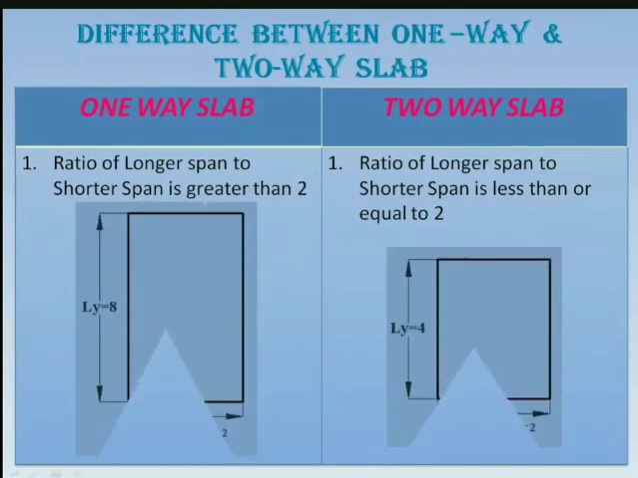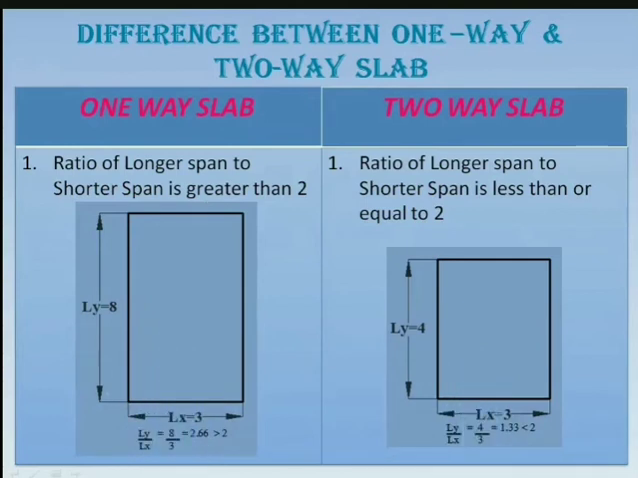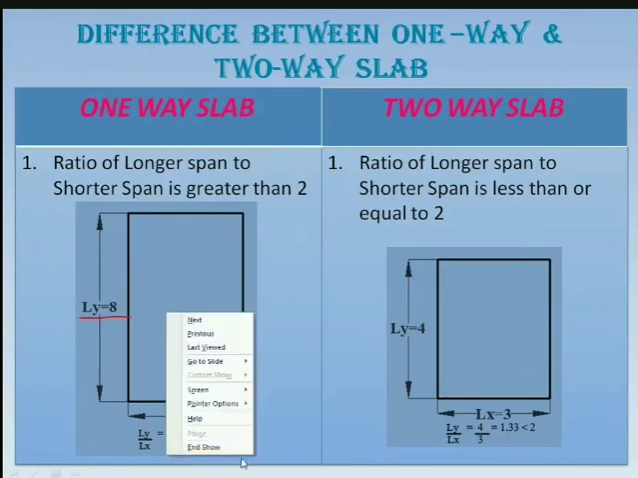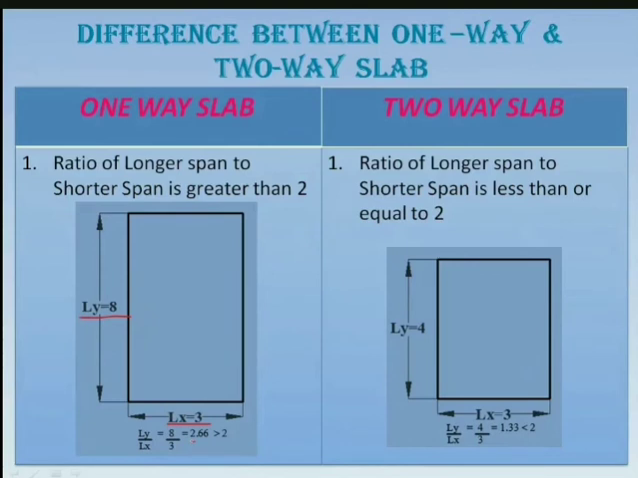Now, see here. For example, I have kept the Ly dimension as 8 meters or 8 units and Lx as 3 units. So when we take the ratio of longer span to shorter span, that is 8 by 3, I get 2.66, which is greater than 2. So I can design this as a one-way slab. And what I'm marking is the notation which will be used by structural engineers to denote the one-way slab.